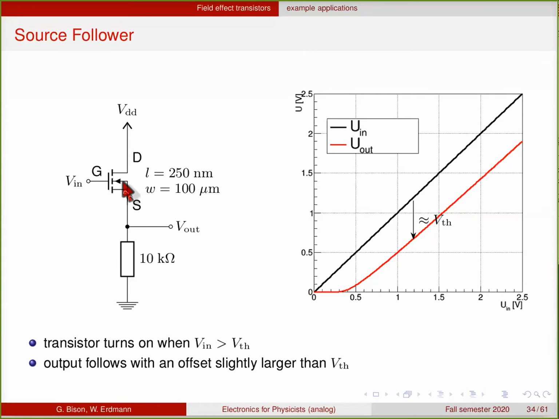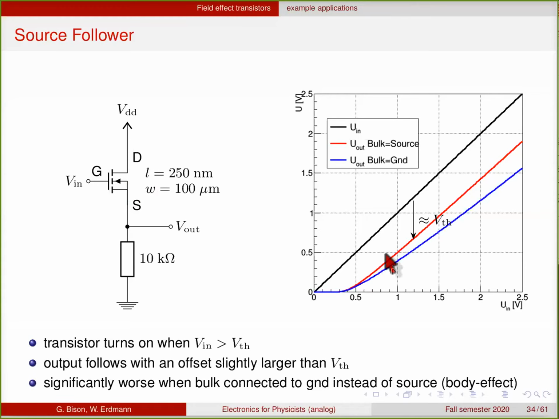If you connect the bulk instead to ground, you get the blue curve here, which is significantly worse because now you have this body effect. So the back gate counteracts the modulation of the input a little bit, and you get this much less steep curve here, which follows with a slope that is much less than 1. So for a source follower, you would ideally connect the bulk to the source if you can. Sometimes it's not possible.